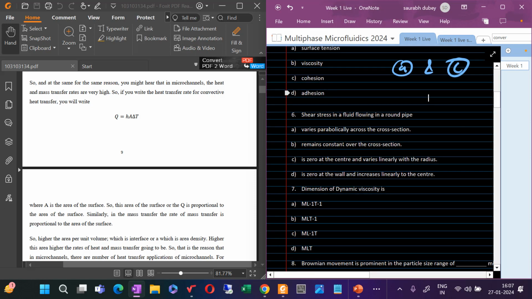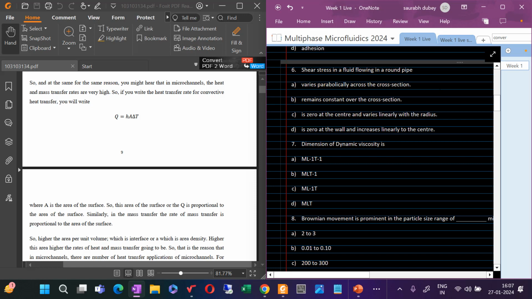Okay. And then this one, what do you think about this? Shear stress in the fluid flowing in a round pipe.